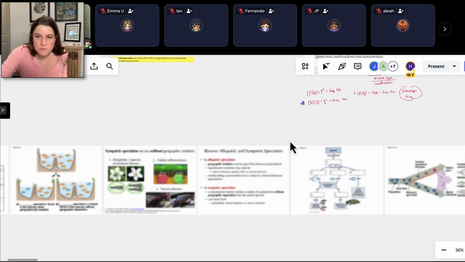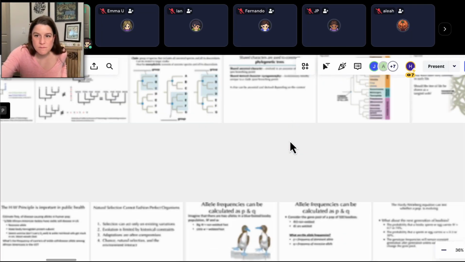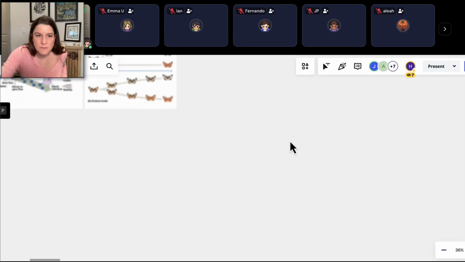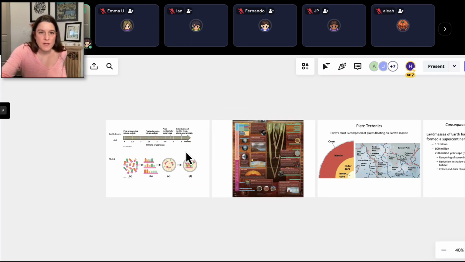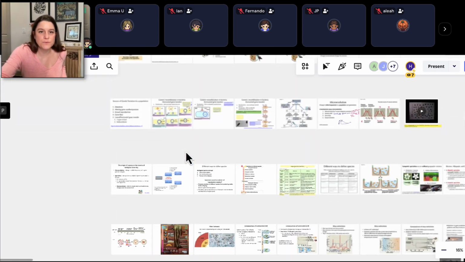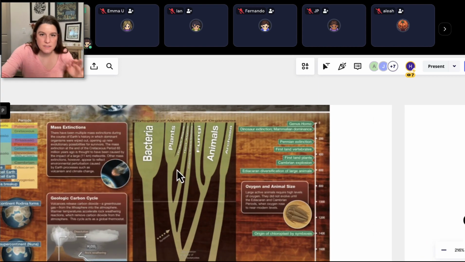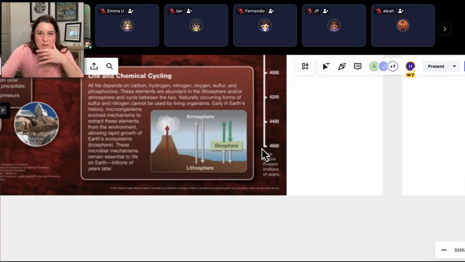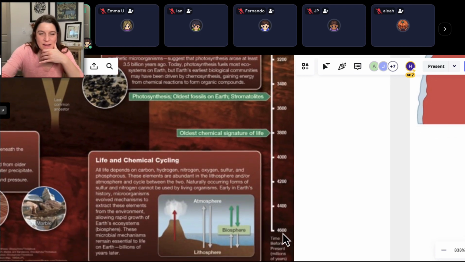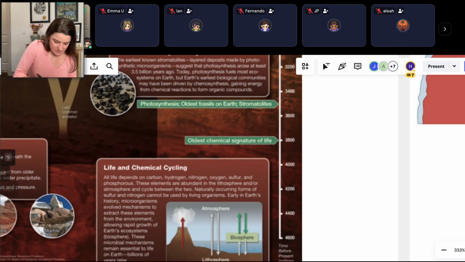So this is after the Hardy-Weinberg slides. It's the fourth row down, I guess. This timeline here. Oh, I guess I should have just looked here. It starts at the bottom, 4.6 billion years, age of the Earth. This is way better.